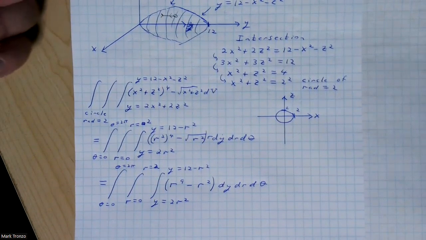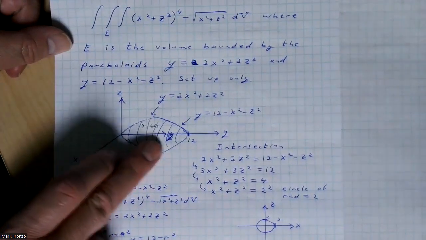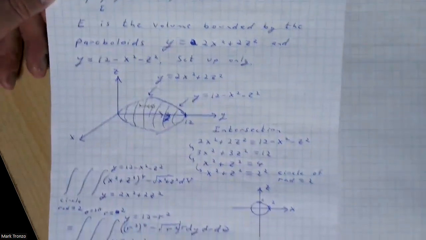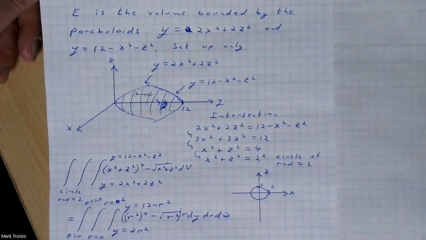So like the other examples, always find the intersection of the two surfaces you're dealing with, and that usually will give you the domain.